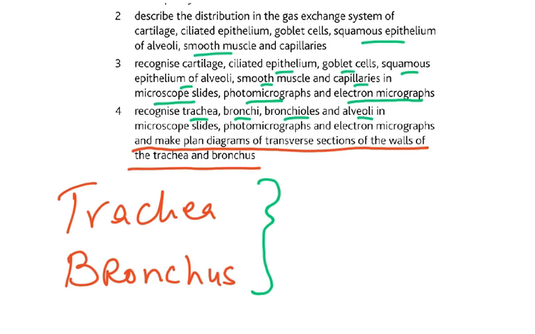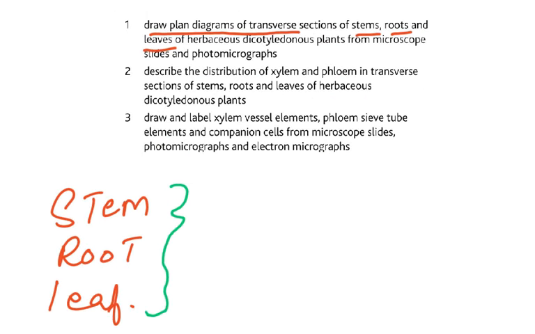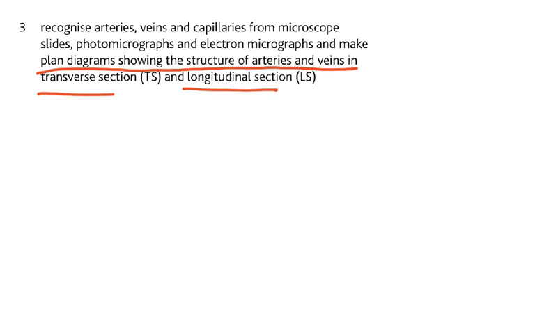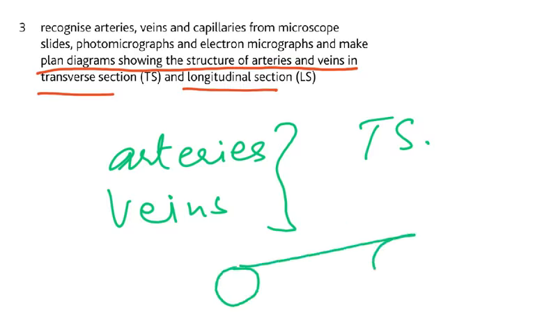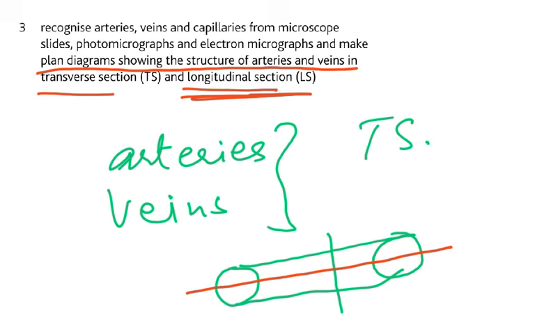So, what do we have? We have trachea and bronchus, we have stem, root, and leaf, and the third one is plan drawings of arteries and veins. The important thing is TS, which means, if this is a tube, and an artery is a tube, transverse section means like this. But then it said also LS. LS means something like this, lengthwise, longitudinal section.